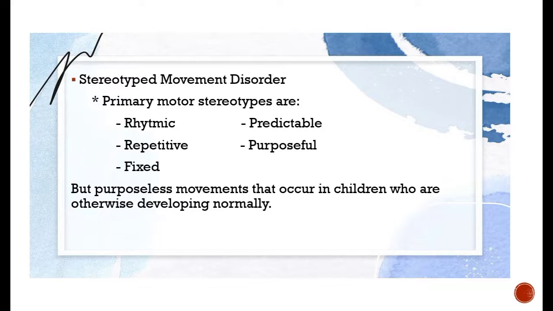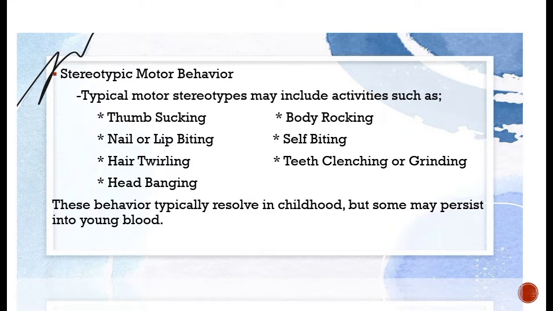Stereotypic movement disorder. So, primary motor stereotypes are rhythmic, repetitive, fixed, predictable, but purposeless movements that occur in children who are otherwise developing normally. Next is the stereotypic motor behavior. So, typical motor stereotypes may include activities such as thumb sucking, nail or lip biting, hair twirling, head banging, body rocking, self-biting, and teeth clenching or grinding. So, this behavior typically resolves in childhood, but some may persist into young adulthood.